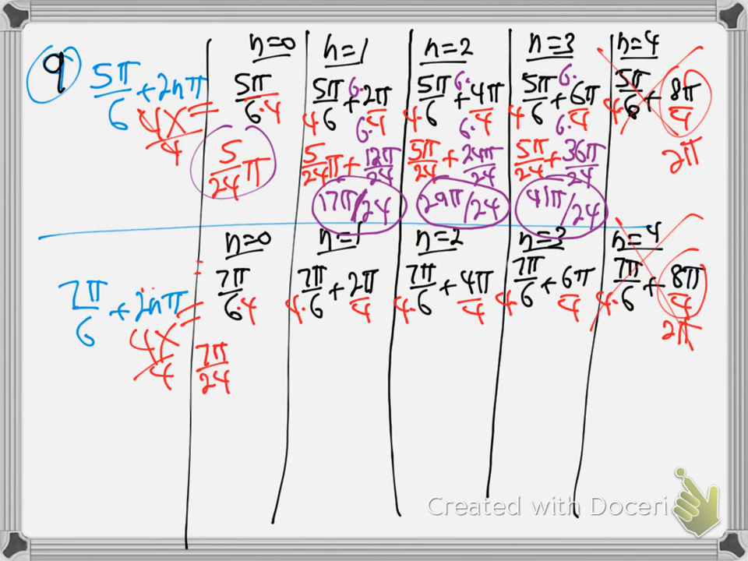So 7 pi over 24, that's the first answer here. These are all going to be 7 pi over 24 plus, and then same thing, you got to get a common denominator. So multiply top and bottom by 6. 12 pi over 24. That's going to be what? 19 pi over 24.